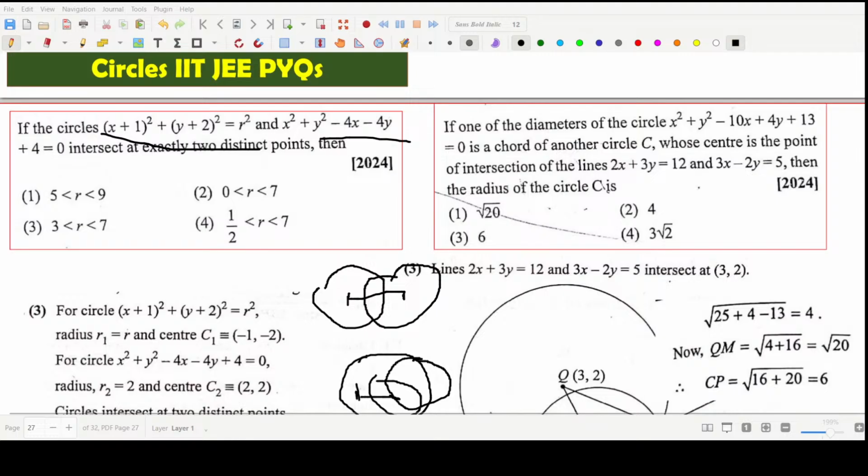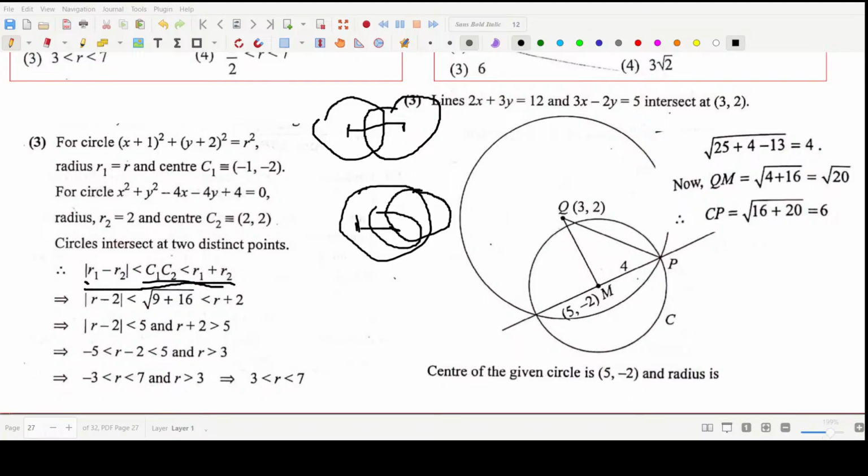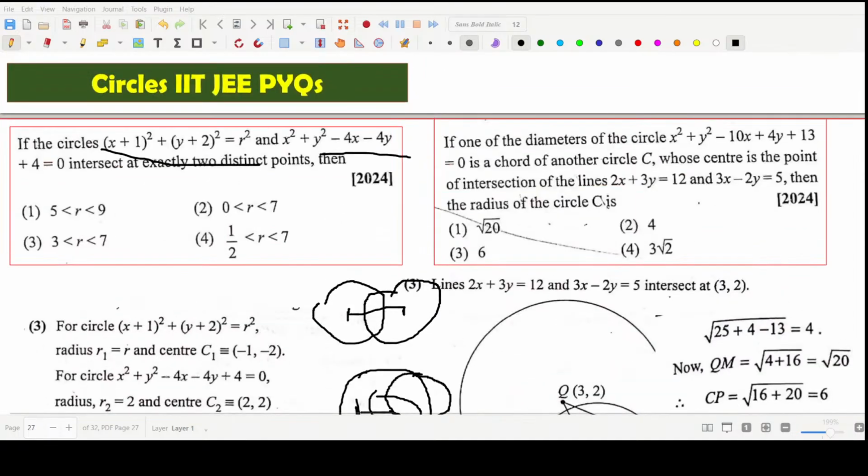So one of the diameters of the circle is a chord of another circle, right? Obviously this is a smaller circle, and the other is a bigger circle. So for example, this is a smaller circle, and that becomes a chord of the other bigger circle, right? Now, the bigger circle's center is the point of intersection of these two lines. You can easily solve the lines and find the point of intersection. Agreed?